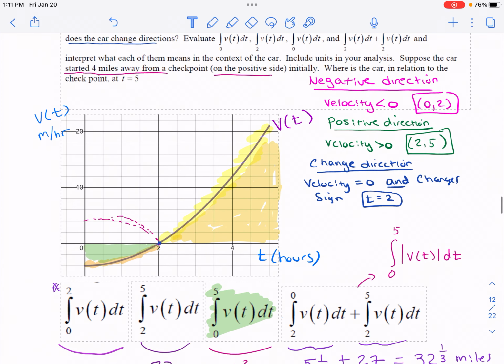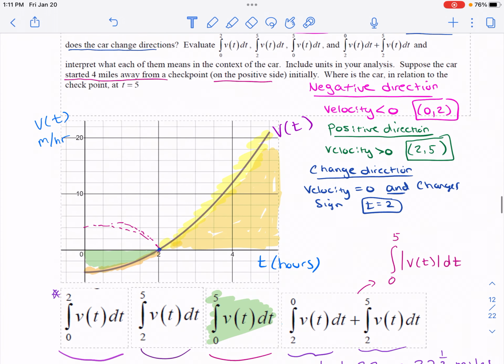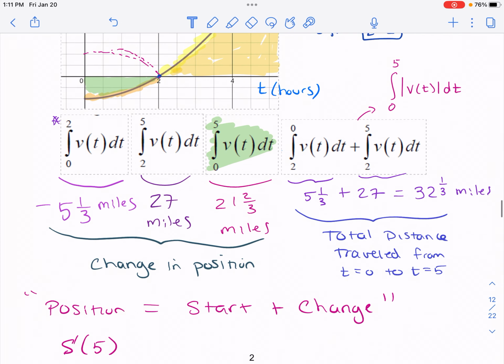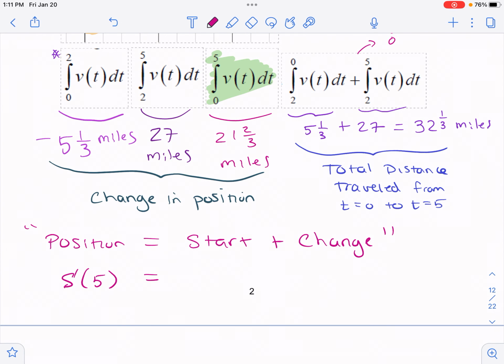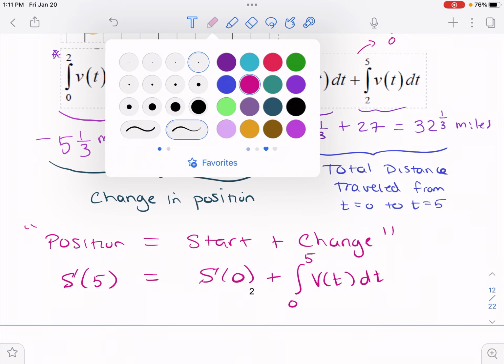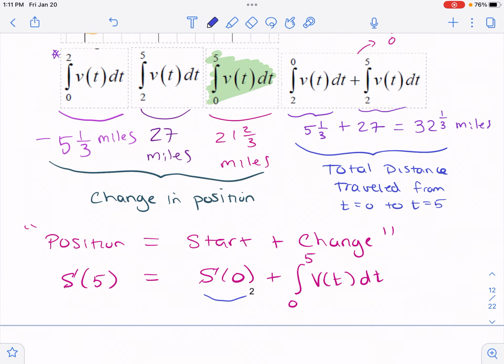Okay, so your position at time 5 is what they're asking. Your position at time 5 is where you were at time 0. It says, suppose the car started 4 miles away. That's at time 0. This situation starts at time 0. So it's where you were at time 0 plus how you changed on the time interval 0 to 5. Now this is the integral from 0 to 5. I believe we accumulated it up here. It's that in green, 21 2/3.